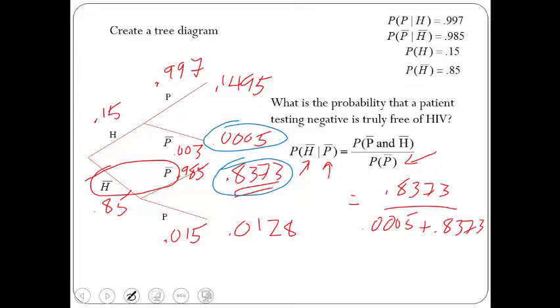Now it's just a matter of plug and chug. We would realize it's 0.994. So 99.4% of those that test negative are truly free of HIV.